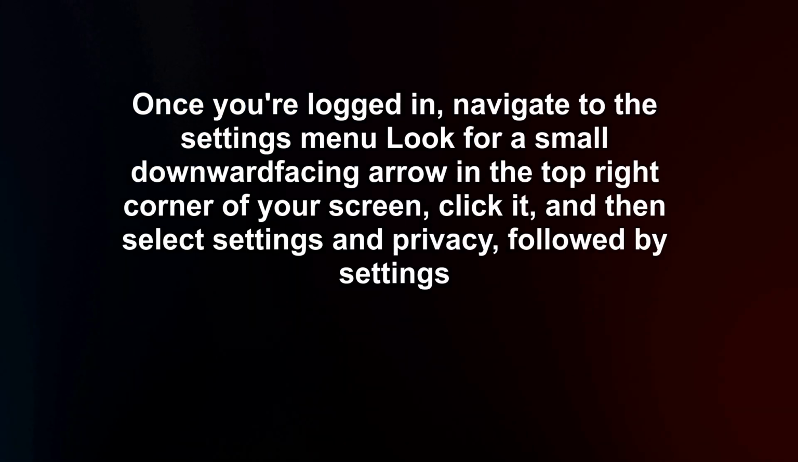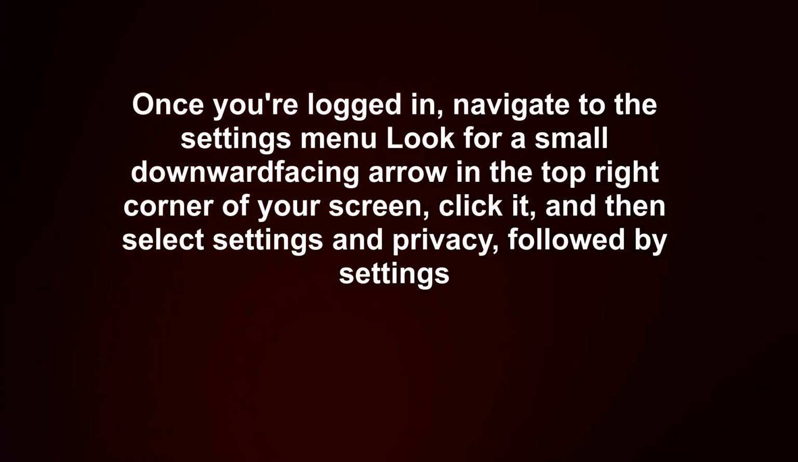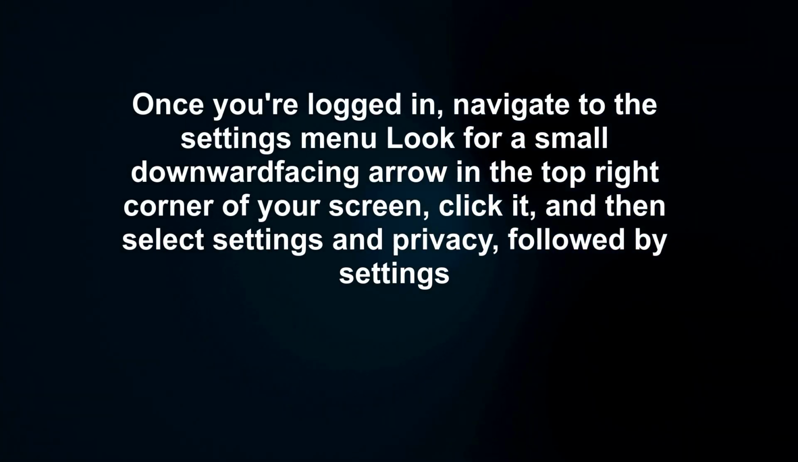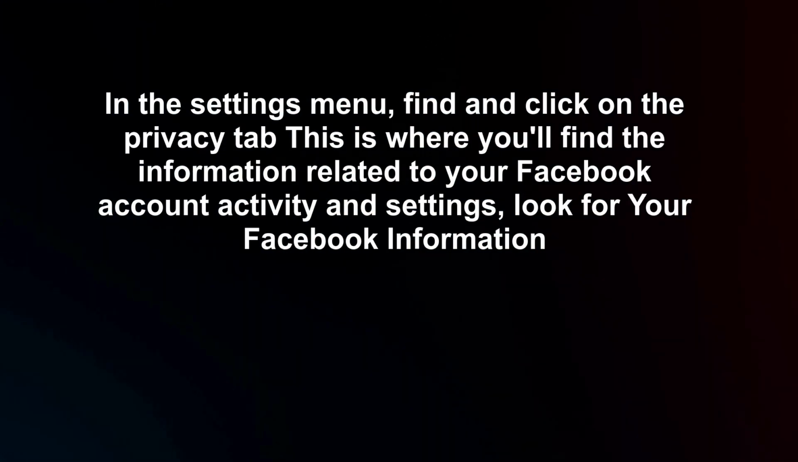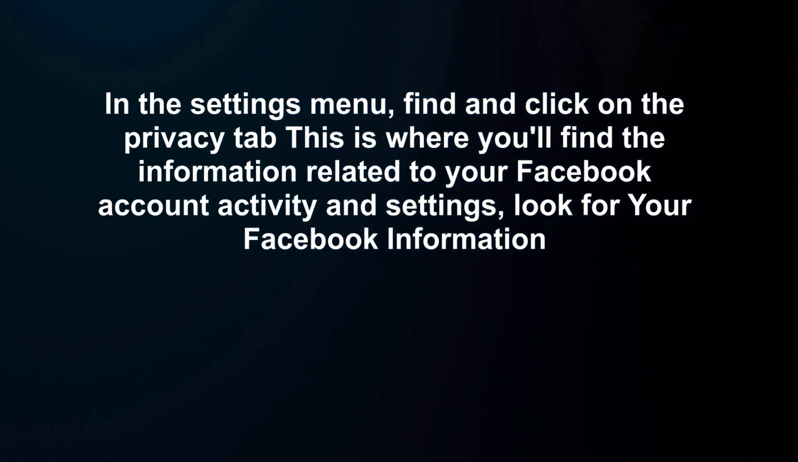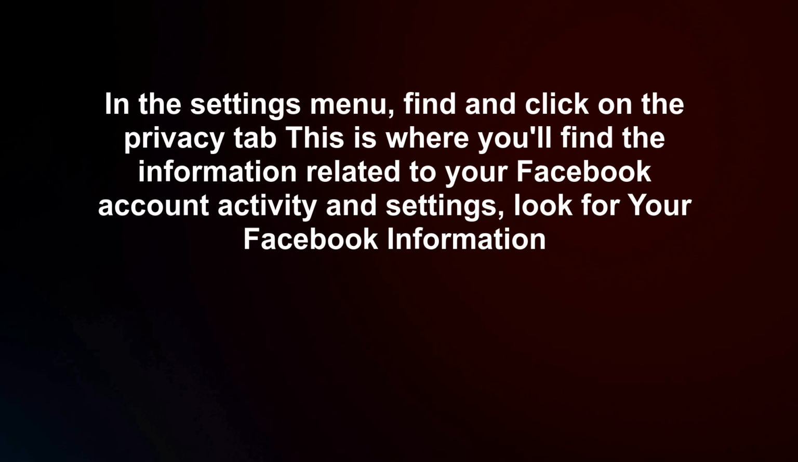Once you're logged in, navigate to the settings menu. Look for a small downward-facing arrow in the top right corner of your screen, click it, and then select Settings and Privacy, followed by Settings. In the Settings menu, find and click on the Privacy tab. This is where you'll find the information related to your Facebook account activity and settings. Look for your Facebook information.